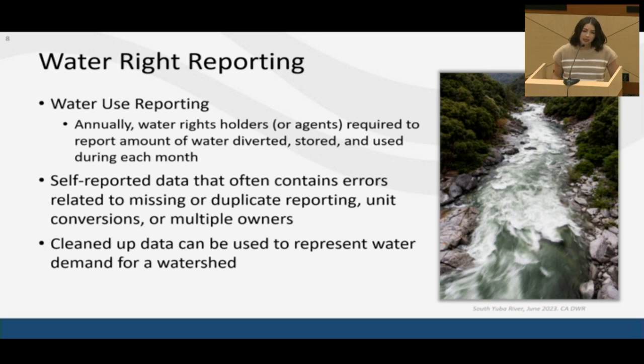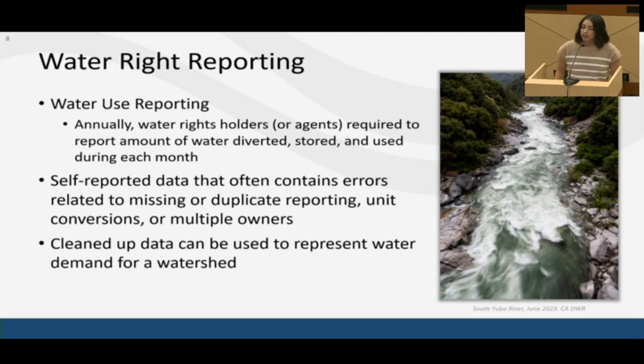This process is based on self-reported data, and oftentimes these reports may contain errors associated with missing or duplicate reporting, issues with unit conversion, or multiple owners. And so this leads to cases where the reported demand that we have in our database may not actually reflect the actual demand in a system.